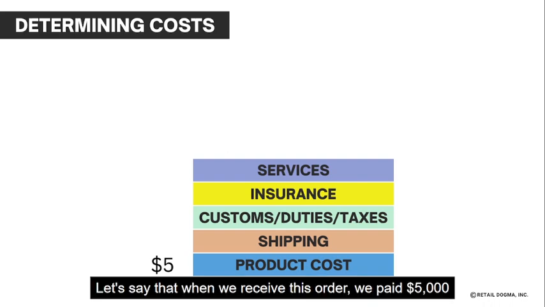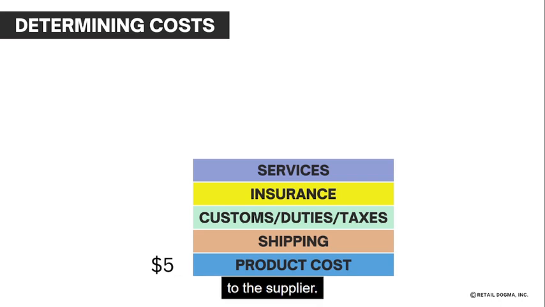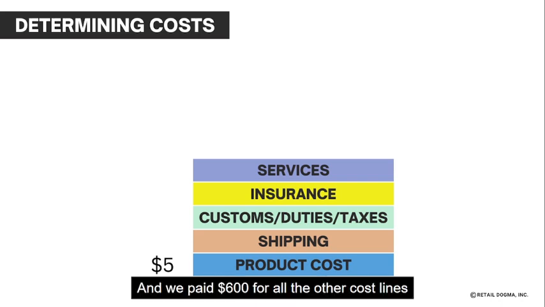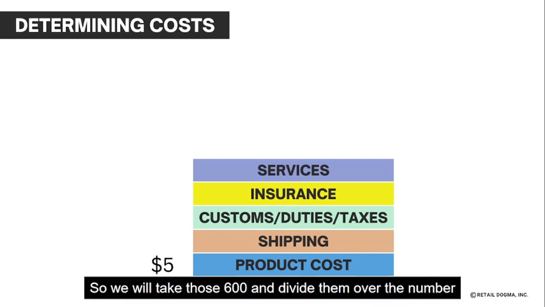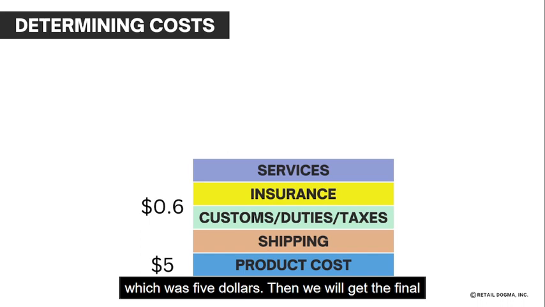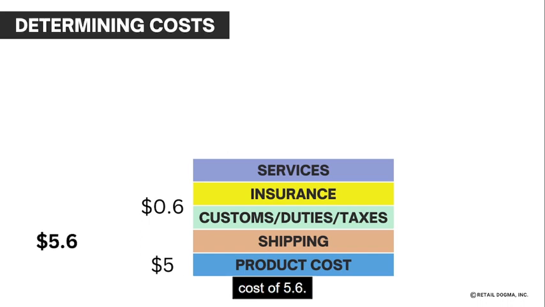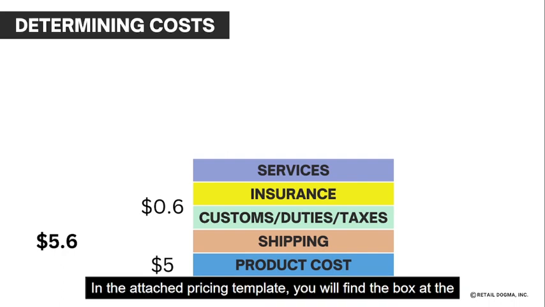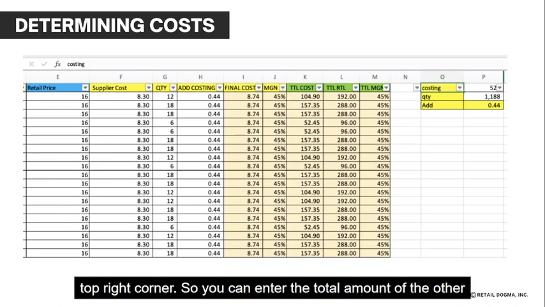Let's say that when we received this order, we paid $5,000 to the supplier, and we paid $600 for all the other cost lines combined. So we will take those $600 and divide them over the number of pieces in the order, that is 1,000 pieces, and then we will get $0.6 per piece. We will then add $0.6 to the cost of the item, which was $5, then we will get the final cost of $5.6.